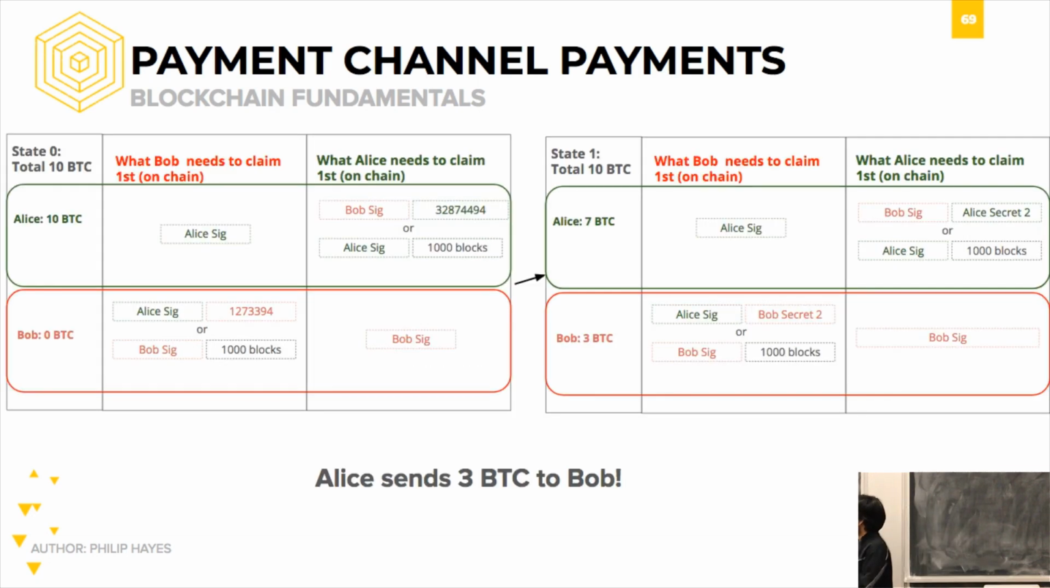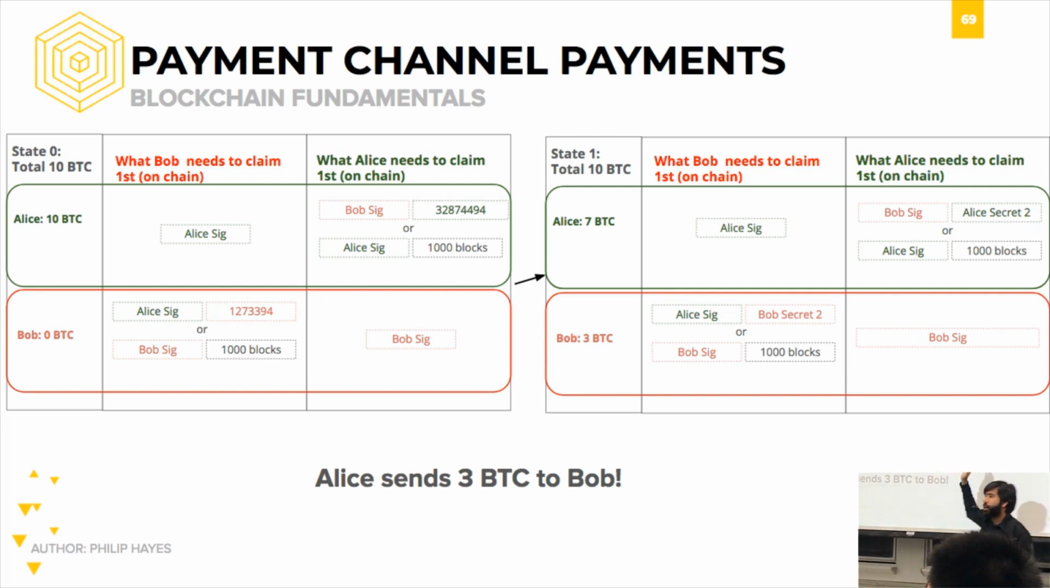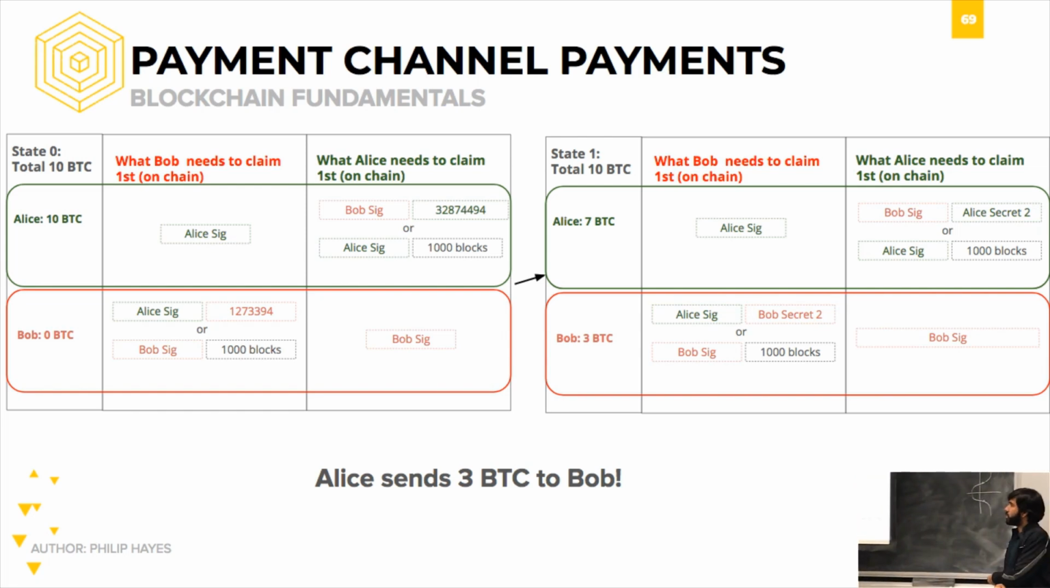When they create a new transaction, when the state is updated, they're then going to share their secrets. If you can see over there, this value over here has been revealed, and that value up there has been revealed. Every time a transaction is made, they will exchange the secrets for the previous state.